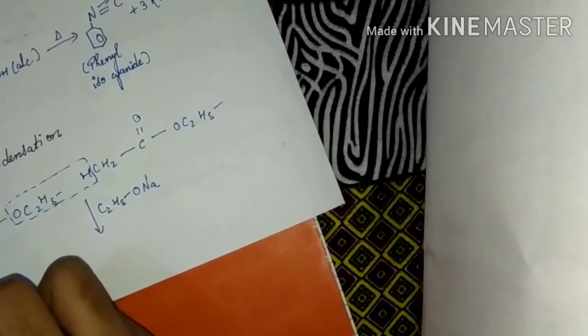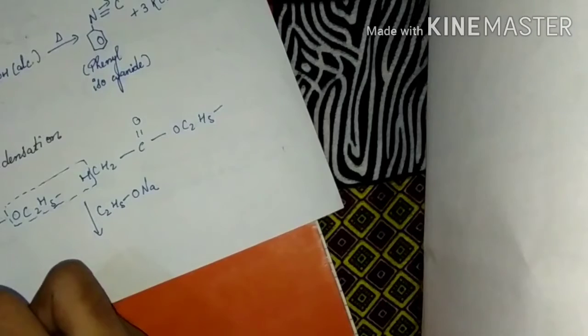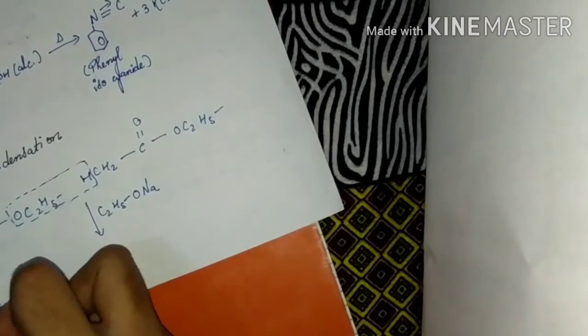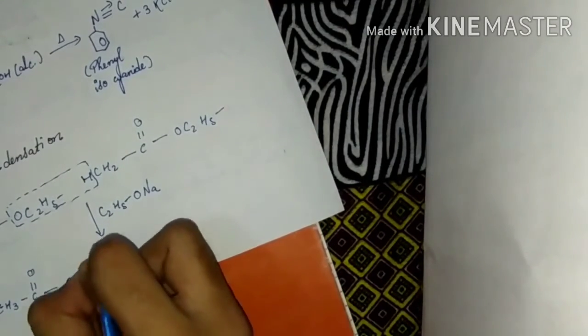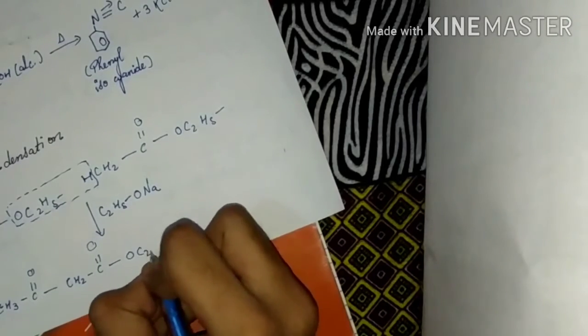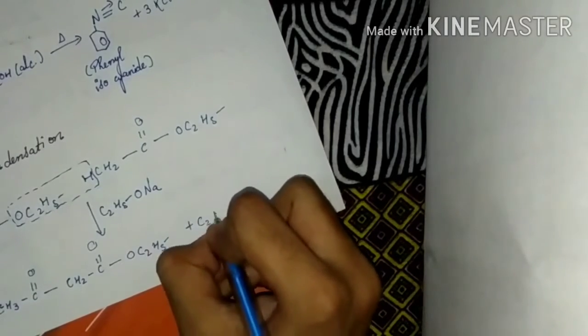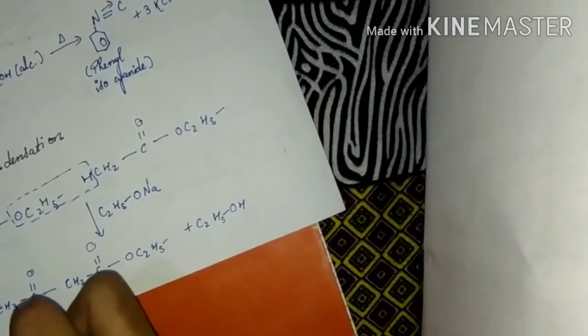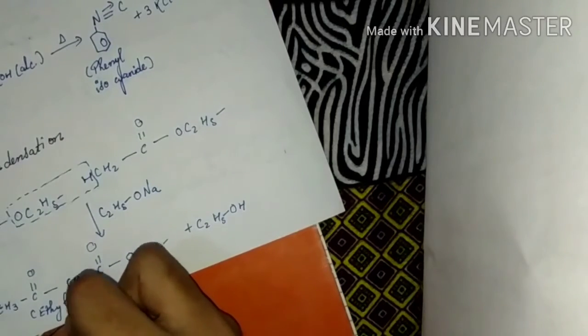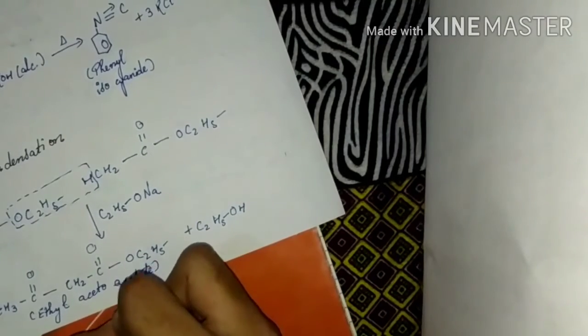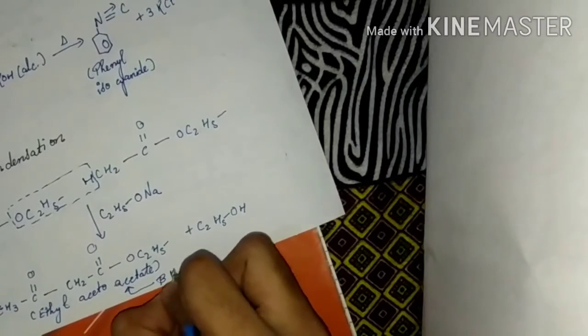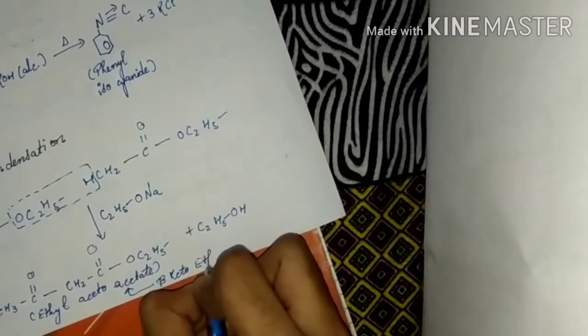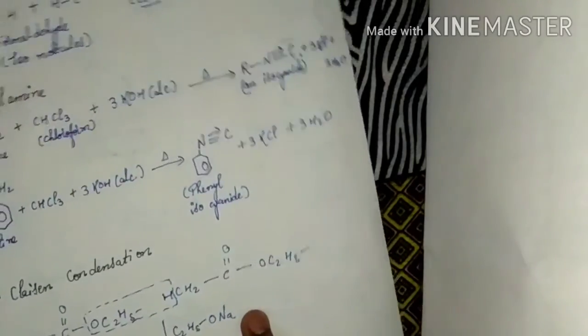Okay, so how do we write that? Ethyl acetoacetate, which is also a beta keto ester. Okay, now the eight reactions have been completed.